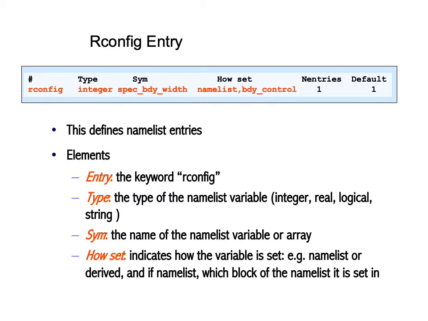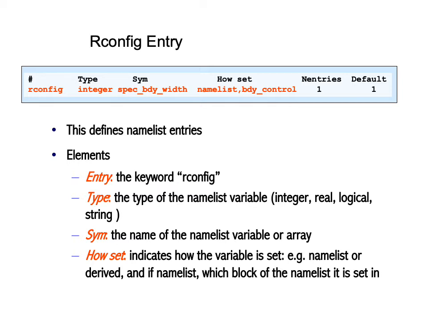rconfig is very similar to the state entry. It starts off with lowercase rconfig as the keyword, and then there are a number of elements. The first element is what type is this? Very similar to state. Is it an integer? Is it a real? Is it a logical? Is it a character string? The name of the value as it will be in the namelist is very similar to the state variables. How the variable is set is different.